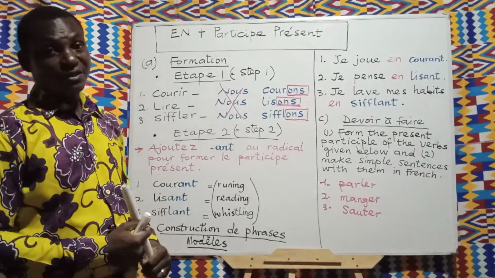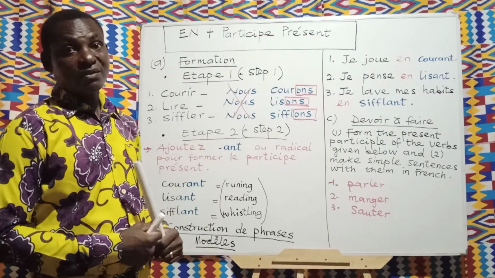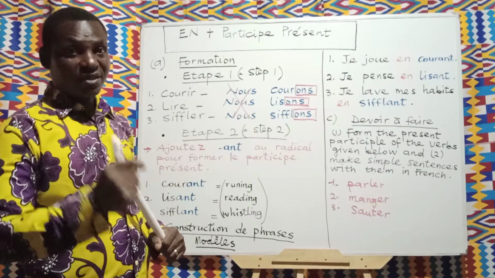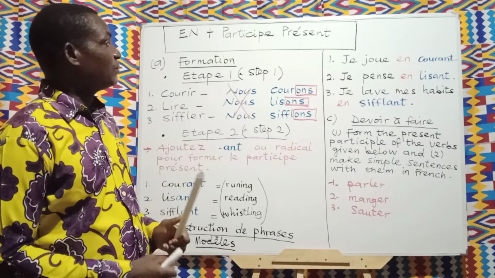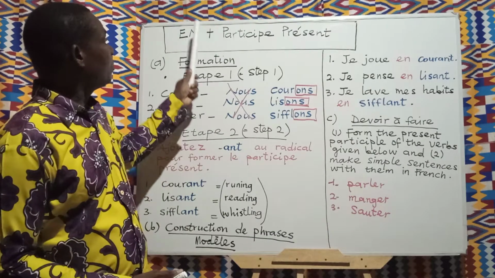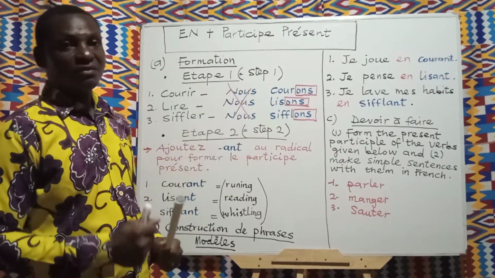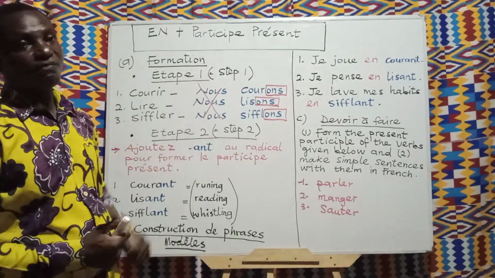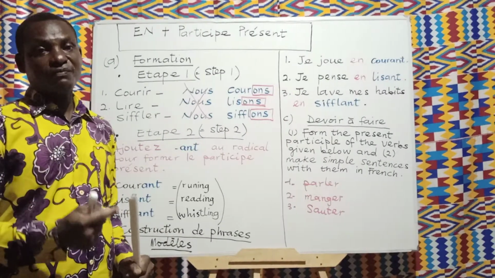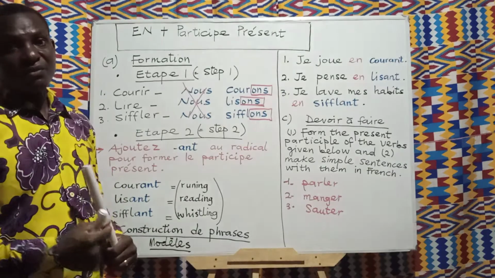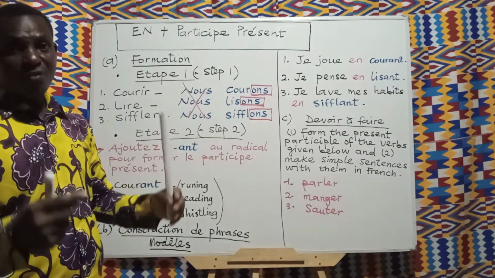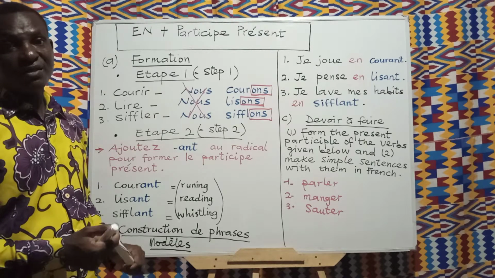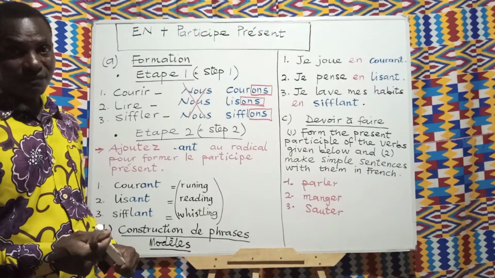Today, we have a new lesson to learn. It's all about using en plus the present participle in French. So, when you look on the board, we have en plus participe présent, en plus present participle. Okay, before we use them in simple sentences, we must know how to form the present participle first before we can use these in sentences.